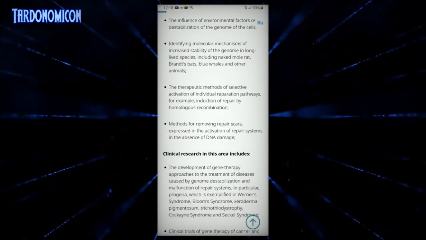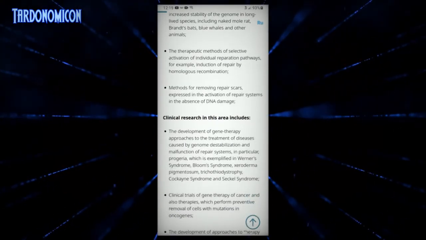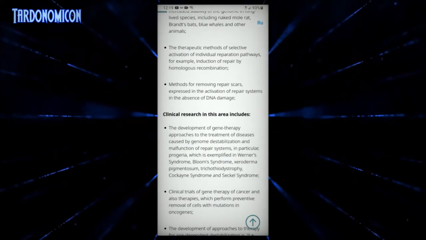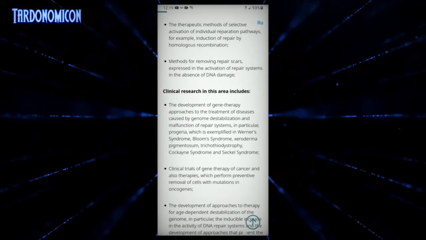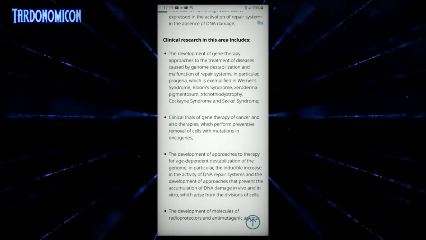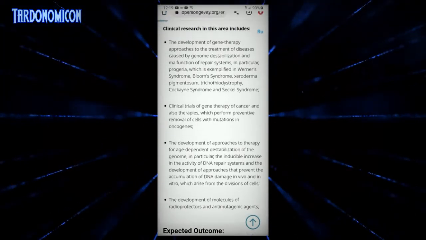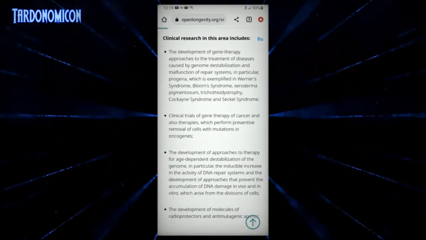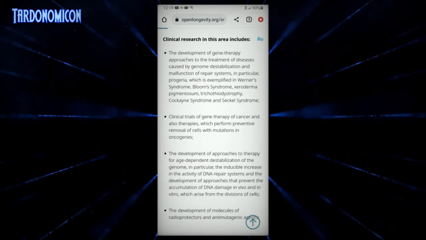identifying molecular mechanisms of increased stability of the genome in long-lived species, including naked mole rat, Brandt's bats, blue whales, and other animals, the therapeutic methods of selective activation of individual reparation pathways, for example, induction of repair by homologous recombination, methods for removing repair scars expressed in the activation of repair systems in the absence of DNA, clinical research, the development of gene therapy approaches to the treatment of diseases caused by genome destabilization and malfunction of repair system, in particular progeria, which is a horrible disease that causes premature aging, which shows you that by helping to fix the aging problem, you are helping to fix most diseases, okay?